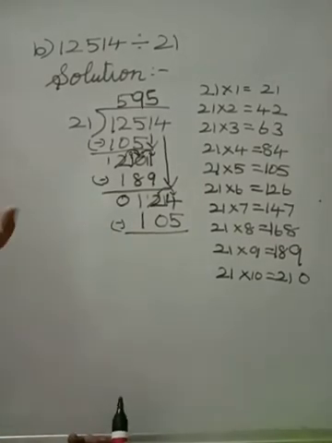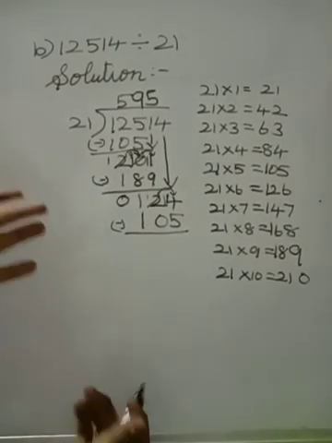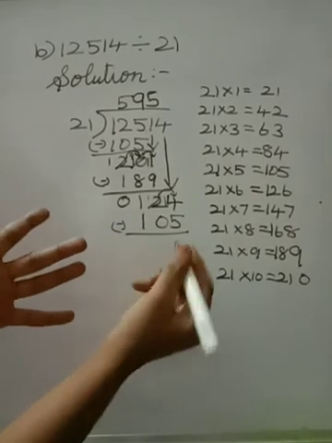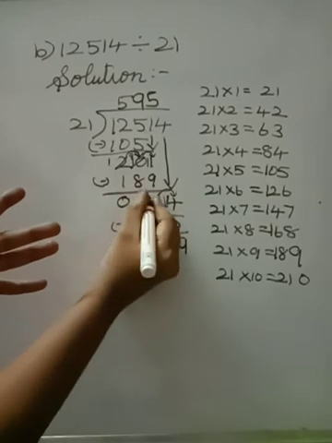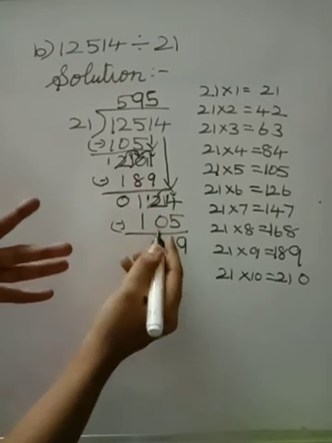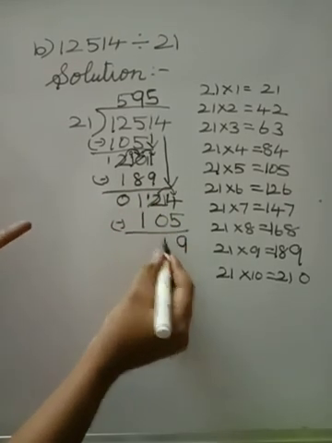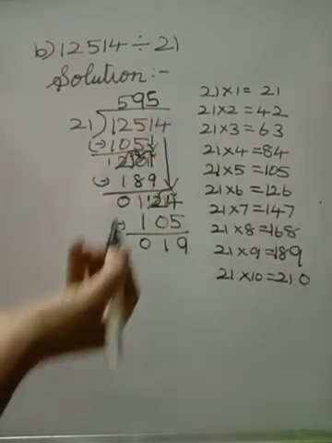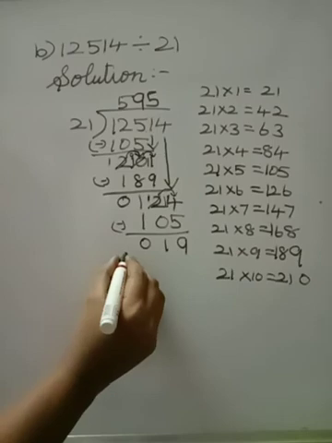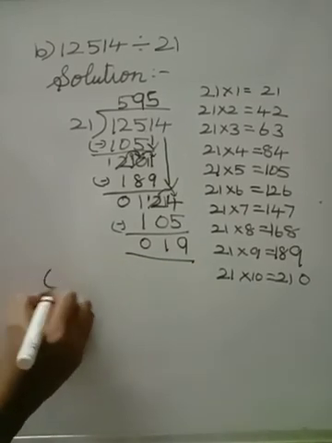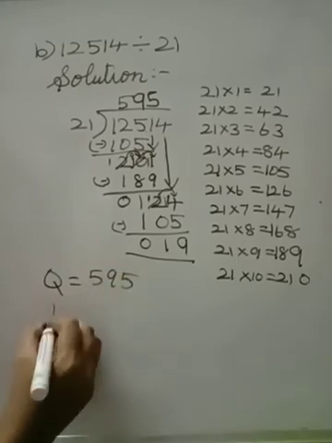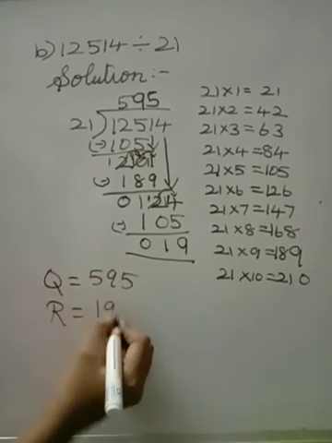Now 5 after 6, 7, 8, 9, 10, 11, 12, 13, 14. So how many fingers? It is 9 fingers. And here the number is 1. 0 to 1, 1. And here both the numbers are the same. So the answer is 0. After this, is any number there? No. So the sum has been over. So here the quotient is 595 and the remainder is 19.